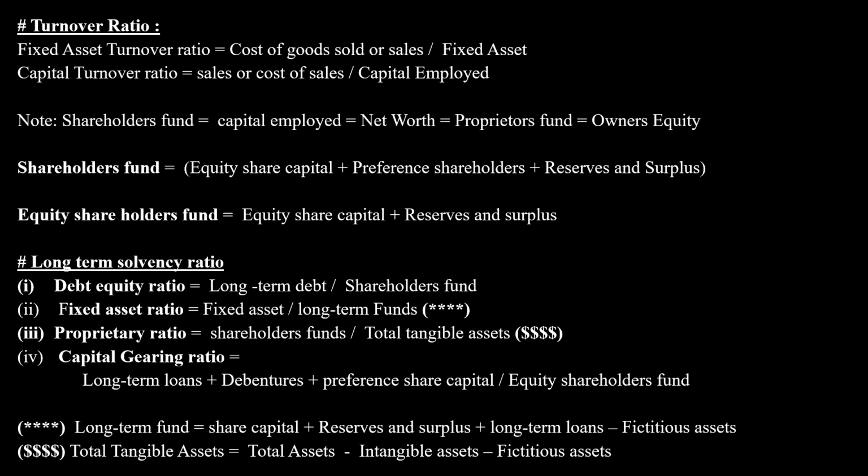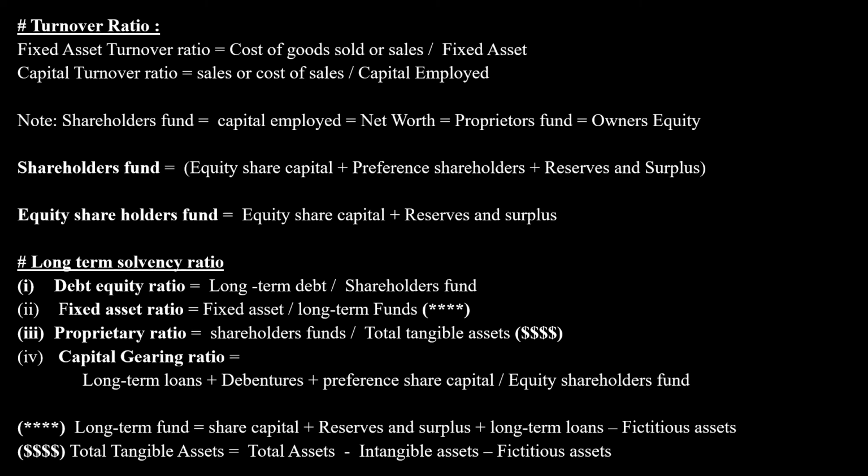There are two types of funds. Shareholders fund means preference shares are included in that: equity share, preference share, and reserves and surplus. If it is only equity shareholders fund, then it will have equity share capital plus reserves and surplus. That's all. You don't have preference shares in it.